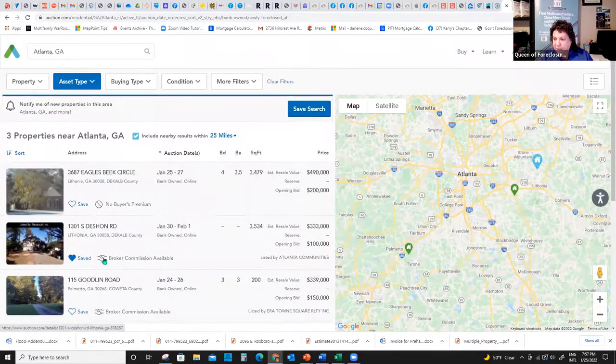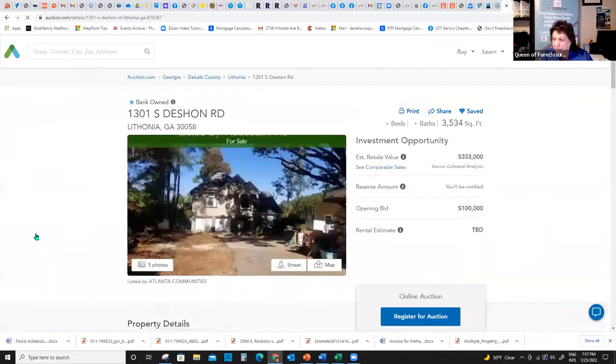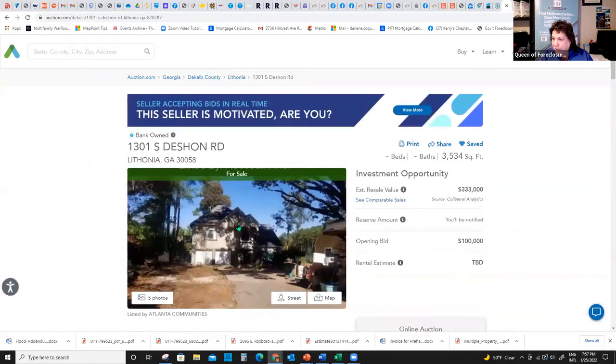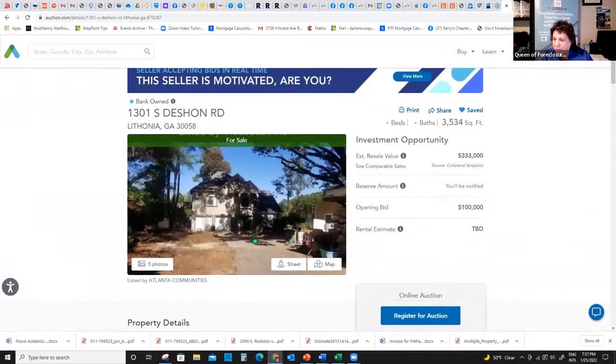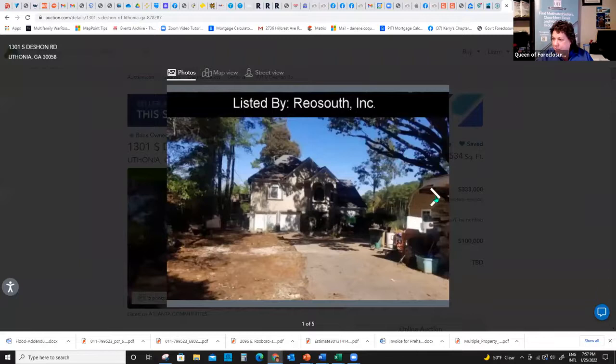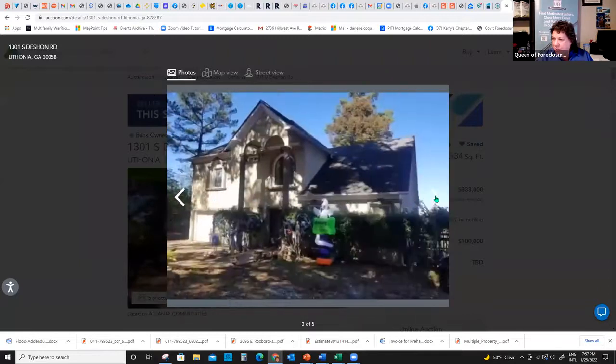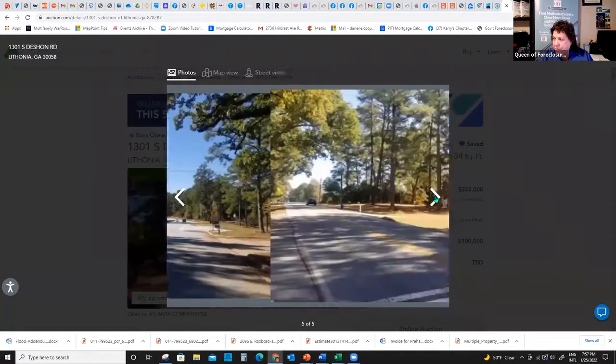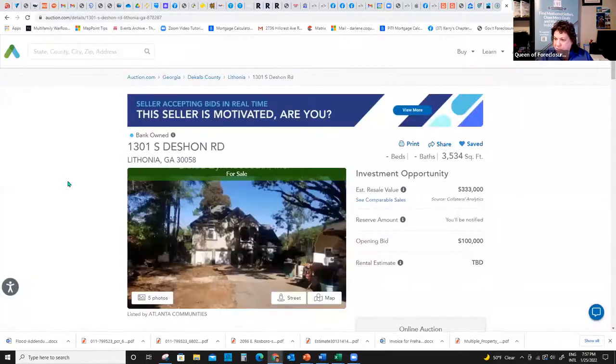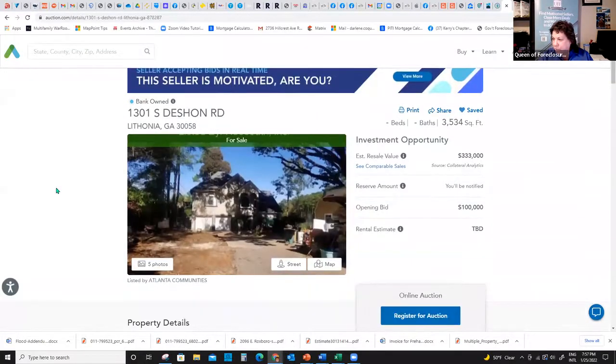So not very exciting. Here's one in Lithonia on Deshawn. This is a little bit of a main road, but 3,500 square feet. Love it, love it, love it. I could easily drive by this home. Actually, no, I've had one of my students drive this home, and it's a pretty amazing house, and it's going to need a lot of work, but it'll be interesting. She'll be interested to know it's actually on post foreclosure.